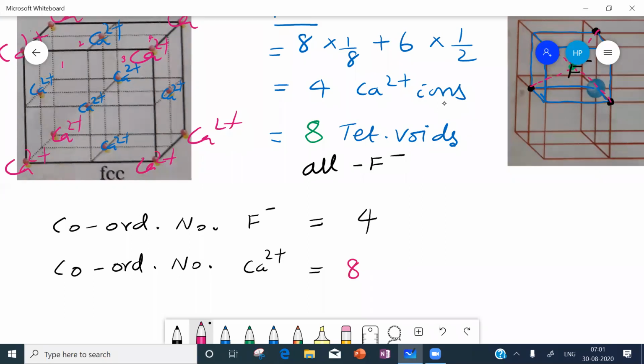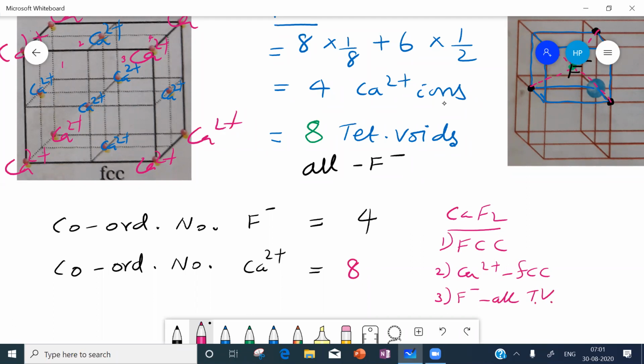So we will go to the concluding statement. The conclusion is that we have taken CaF2, which comes under the FCC structure. In it, Ca2 plus forms FCC, and F minus ions occupy all tetrahedral voids. The coordination number of F minus is 4. The coordination number of Ca2 plus is 8. That is the conclusion. Let us go for the next crystal structure, that is Na2O.